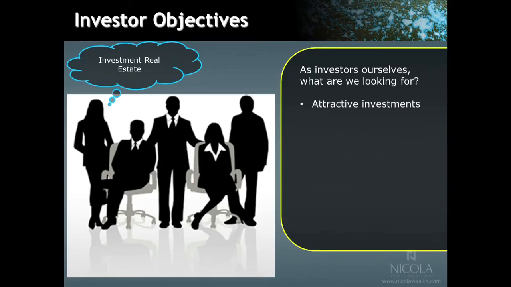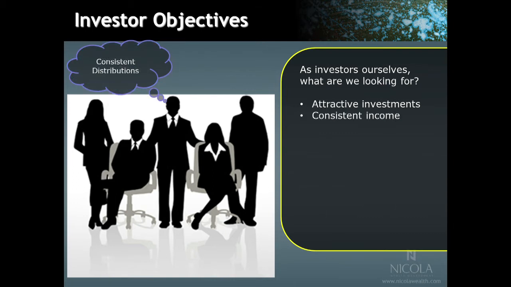As investors ourselves, what are we looking for? I think one of the differentiators for us is that I'm an investor in SPIRE, John's an investor in SPIRE, all of our partners are all investors on the same basis as everybody else that's invested in SPIRE. But what are we looking for as investors? We want to own real estate. We want an attractive investment. We want consistent distributions.